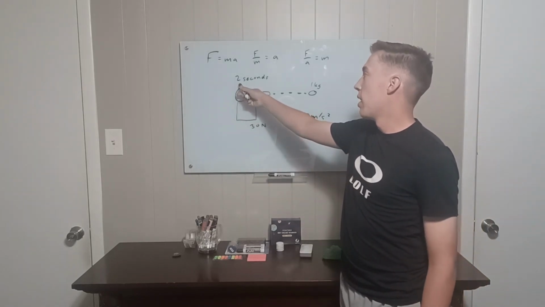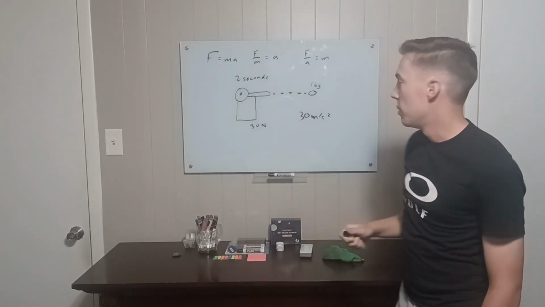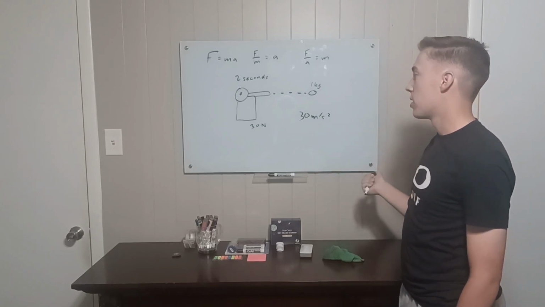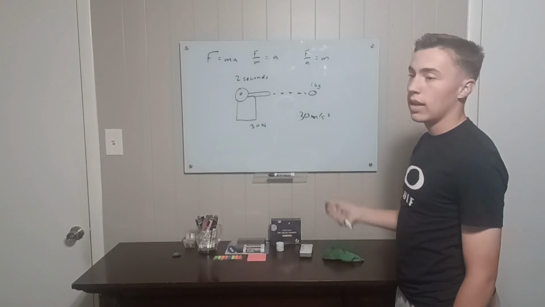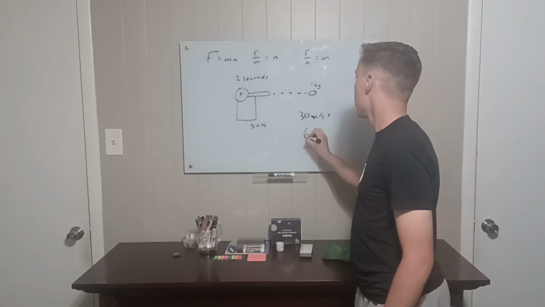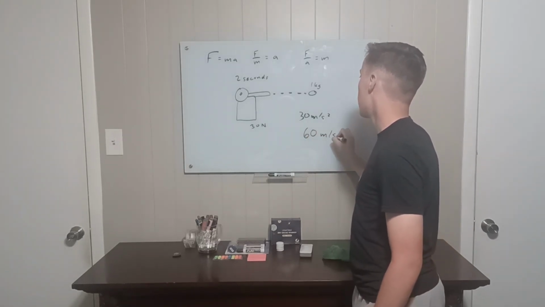But that's not how fast the ball is moving once it exits, because we know that it's accelerating by that much for 2 seconds, which means that in the first second, its speed increases by 30 meters per second, and in the second second, it increases by that same amount. 30 times 2 is 60 meters per second.